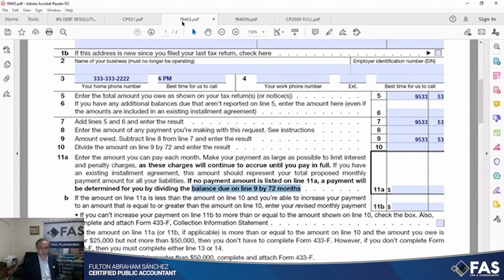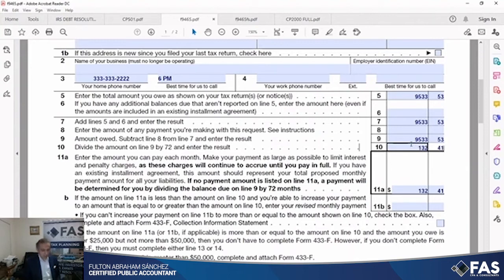So we're going to divide 9,533.53 by 72. That will give us 132.41. 132 with 41 cents. This is the minimum amount of, I'm sorry, line number 10. Line number 10 is line number 9 divided by 72. So here is 132 with 41 cents. This is the minimum amount of money that you can pay.